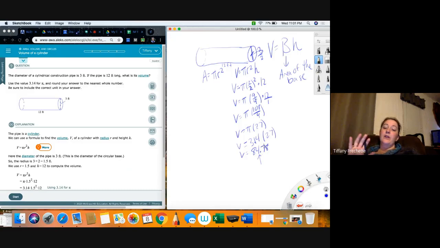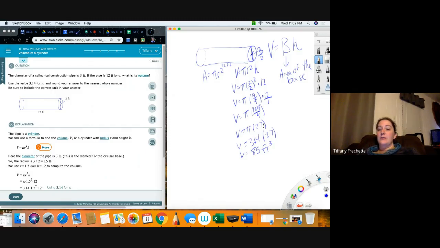If it's 5 or bigger, we'll round up. If it's 4 or less, then the decimal just drops off. But in this case, it is bigger, so we round this up to a 5. And then it was feet. Because it's volume, it's cubed.